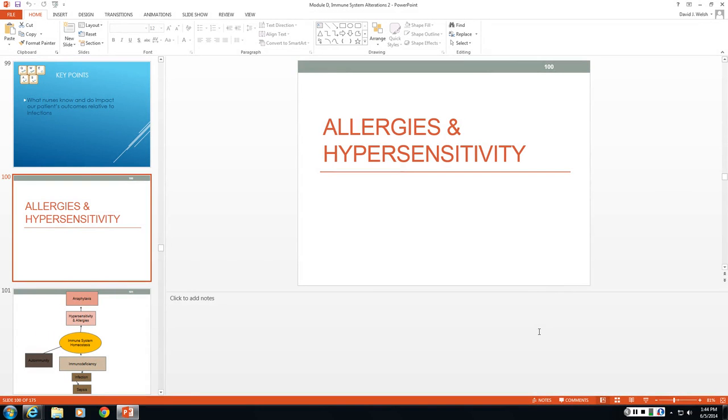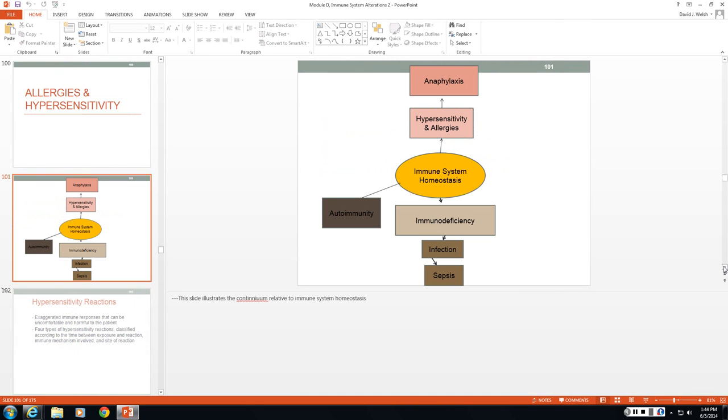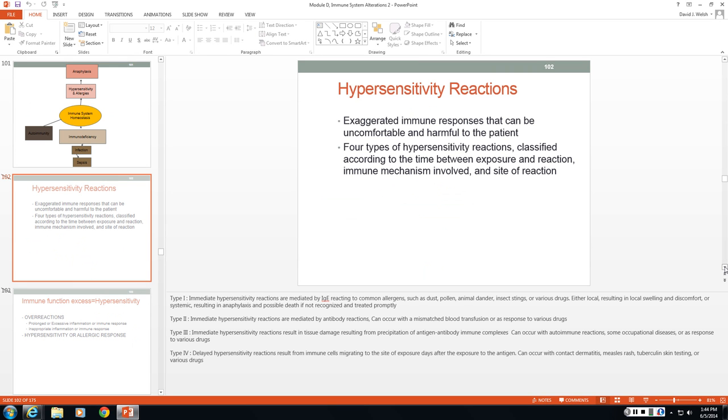Alright, so now we're going to begin the section on allergies and hypersensitivity. So basically this slide illustrates the continuum related to the immune system homeostasis. This is slide 101, if you're just listening and want to follow along with the slides. Hypersensitivity reactions are basically exaggerated immune responses that can be uncomfortable and harmful to the patient.